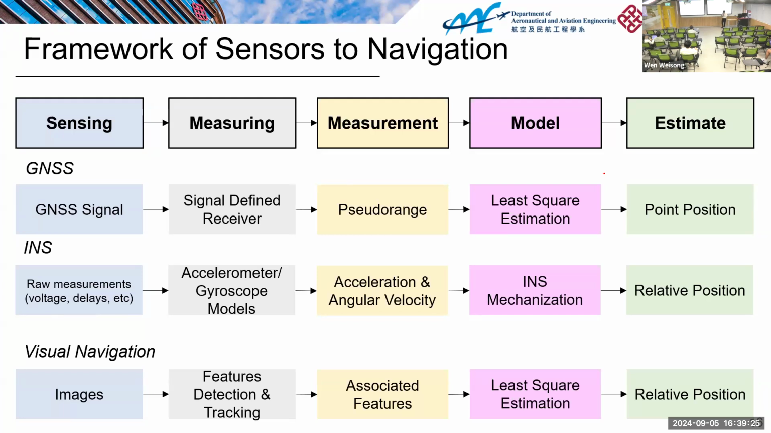Acceleration is the differential of velocity, how the velocity changes between two epochs, two timestamps. And angular velocity means the rotation in the x, y, z directions, so what is the change of the rotation? This is the so-called angular velocity. For the camera features, we get the associated features. And finally, we can do the estimation. In the next lecture, we are going to talk about least squares. By doing the estimation, we can get the relative position.